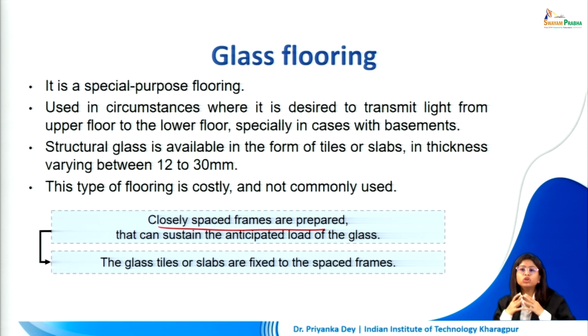So, if we have a lot of load coming in, we might want to create these frames very closely spaced. If the amount of foot traffic is less, or less furniture will be moved, or the load on top is not that much, we can go for a more widely spaced frame. The glass tiles or slabs are then fixed within these spaced frames. Depending upon the type of glass tile or slab we have selected, the fixing mechanism will vary.